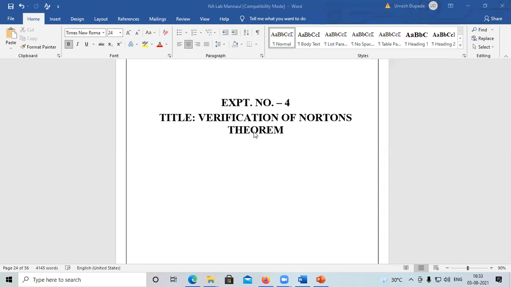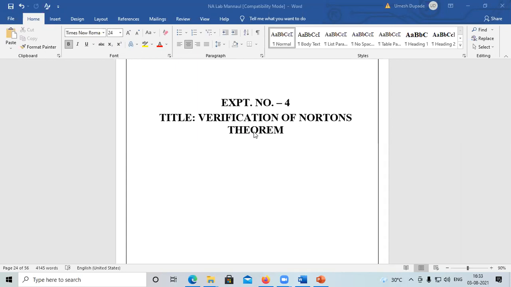IN ची value calculate करायची. So this value can be calculated, and it can be connected in parallel with the equivalent resistor Rn. Again this Rn can be calculated as seen from terminals A and B, and if there is a voltage source, just short circuit it. If there is a current source, just open circuit the current source.